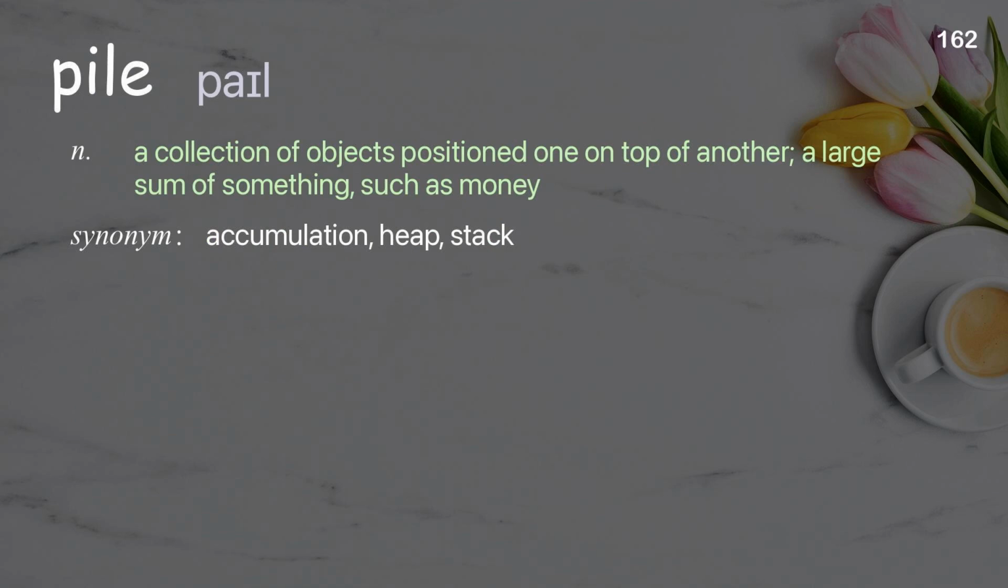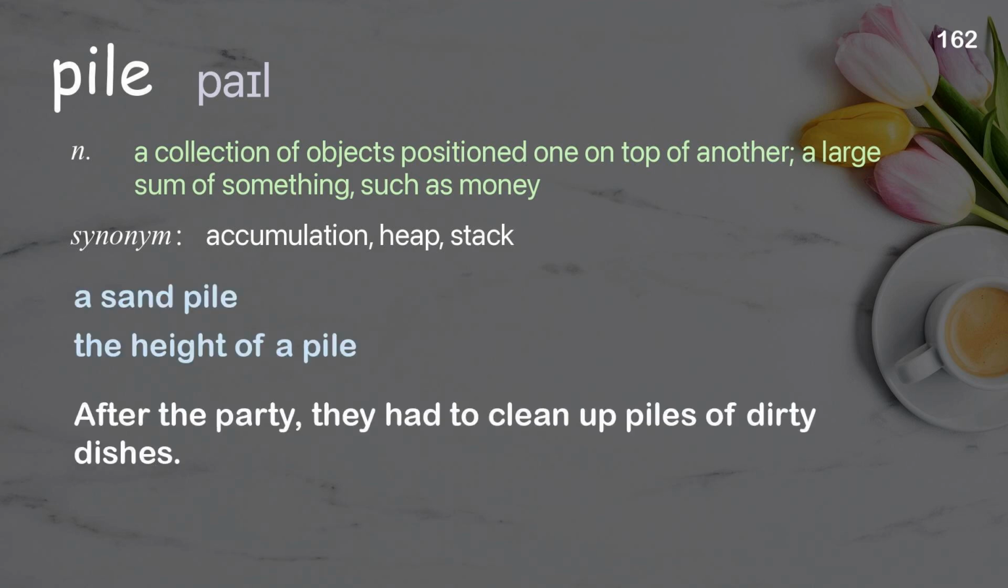Pile. A collection of objects positioned one on top of another, a large sum of something, such as money. Examples: A sand pile. The height of a pile. After the party, they had to clean up piles of dirty dishes.